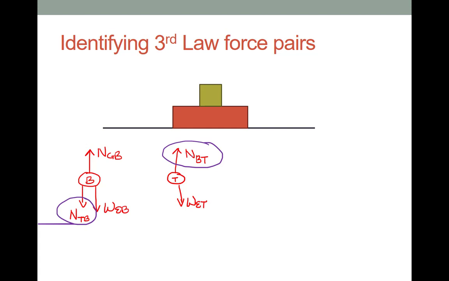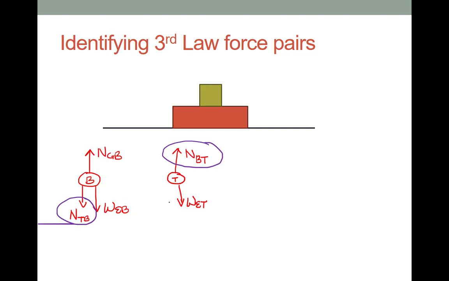So they meet all of my criteria: they're the same type of force, they're on two free body diagrams, and they're the same two objects interacting as indicated by the subscripts. Okay. These are a third law force pair, and because of this, those two forces must be equal in magnitude. Must be, no choice. Okay.